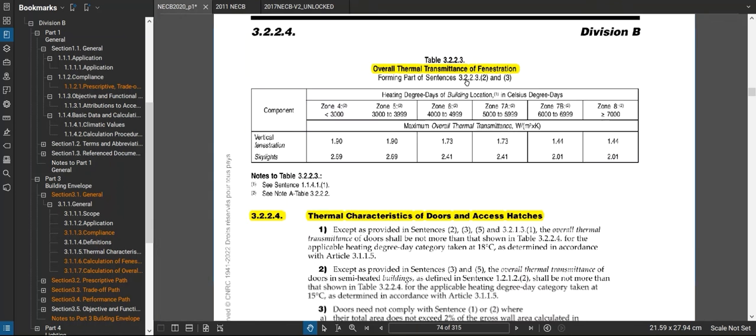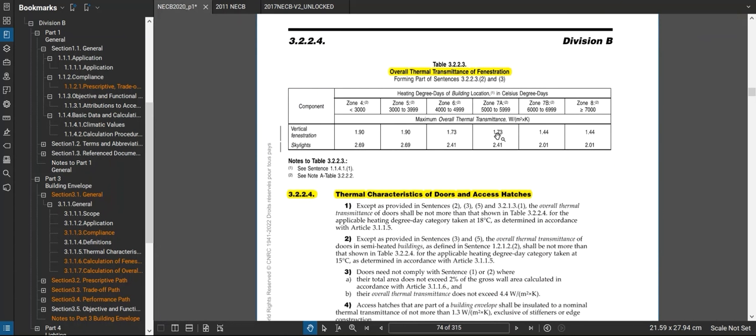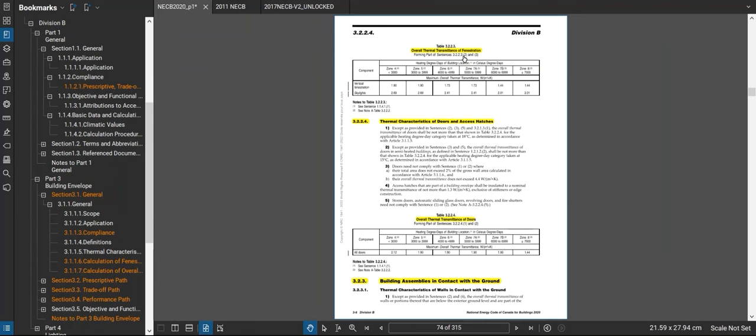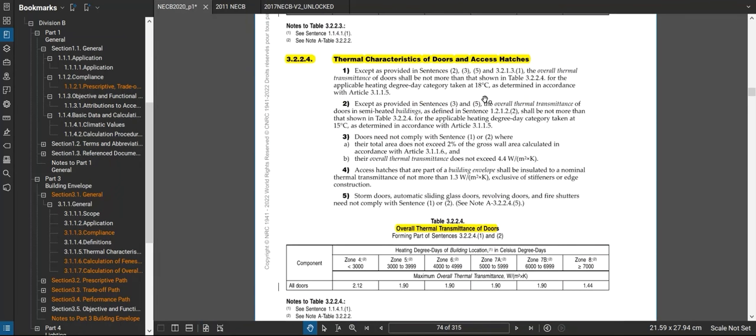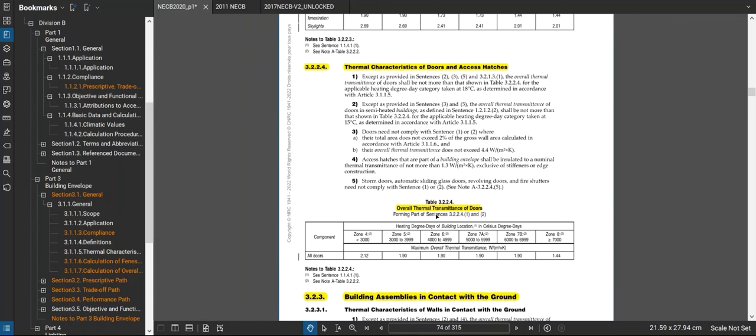hard time selling it. But certainly, if you look at the number that's shown here, the U value there, you could beat that U value doing a triple glazed, for example, rather than a double glazed. There are systems out there that could beat that. So maybe that's something we could look at when we look at the trade-off area. 3224 just gets into doors and other access hatches. Same kind of idea there.